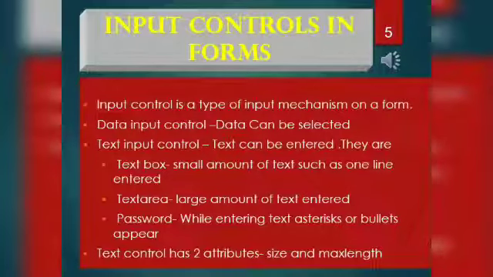With the text box, you are only able to enter one line. Text area, you are able to enter more than one line. Password is the text box wherein only asterisks and bullets appear instead of the text. Text control has two attributes, size and max length, which will be covered in later slides.